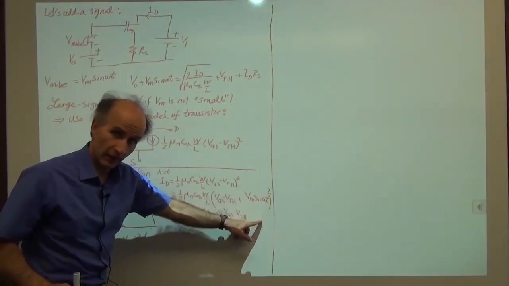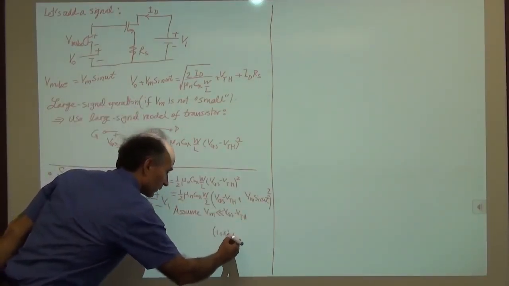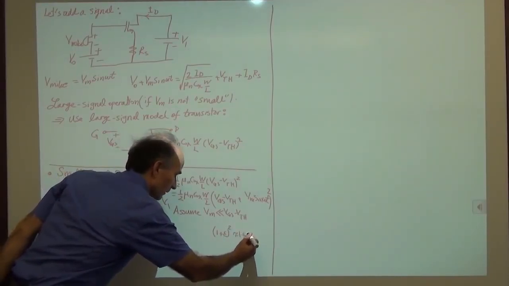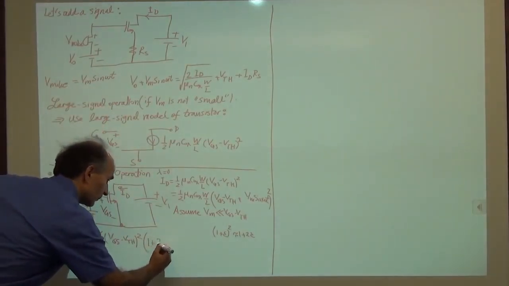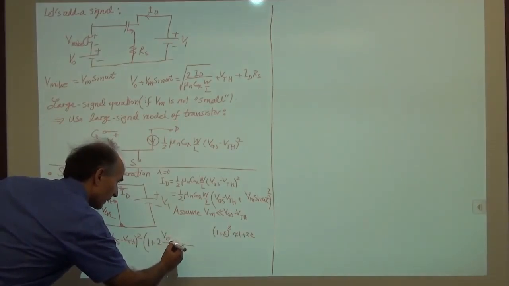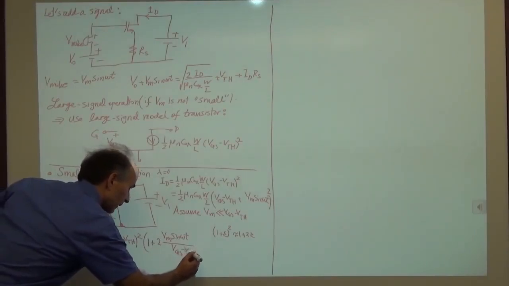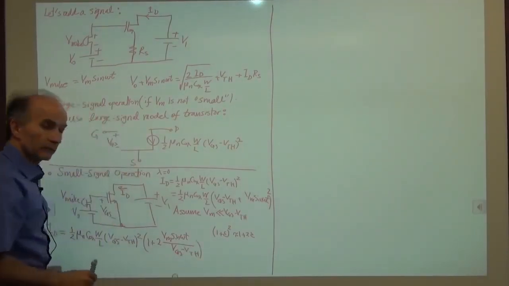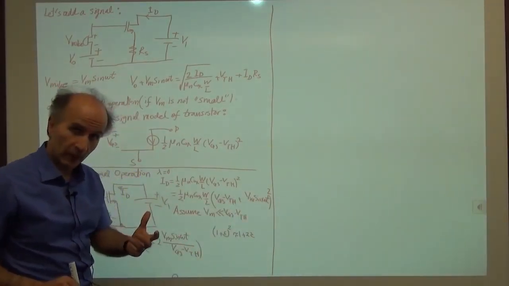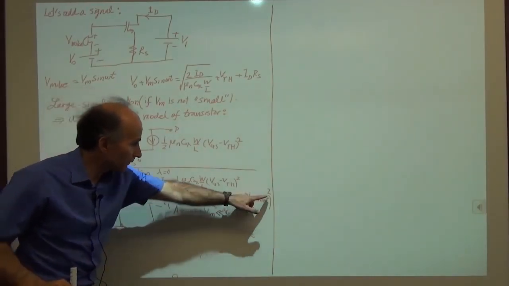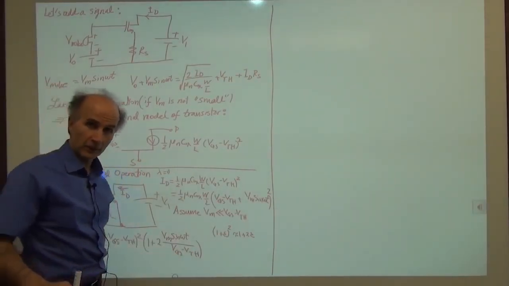Now, because this term is much less than 1, I can exploit this. 1 plus epsilon to the power of 2 is approximately equal to 1 plus 2 epsilon, right? So let's write it like that. So we have 1 plus 2 times Vm sine of omega t divided by VGS minus VTH. So the key is that because this term over this is much less than 1, we manage to go away from this nonlinear behavior and represent the result by this simple linear expression.